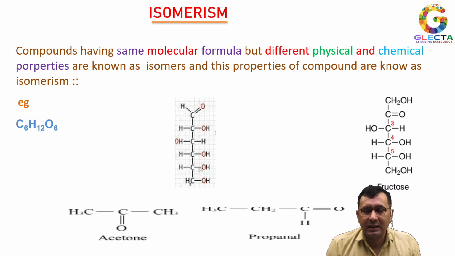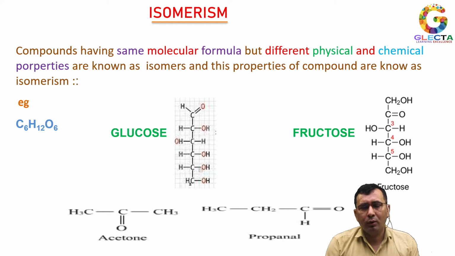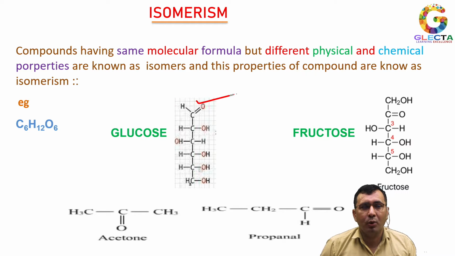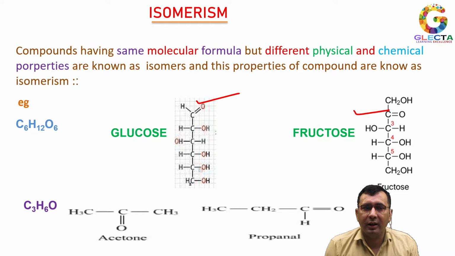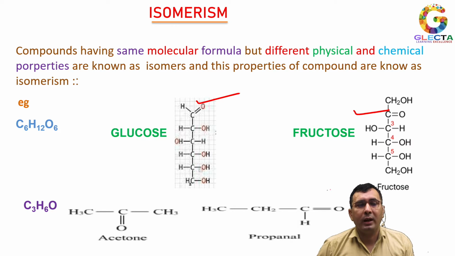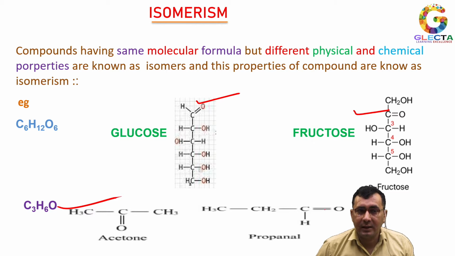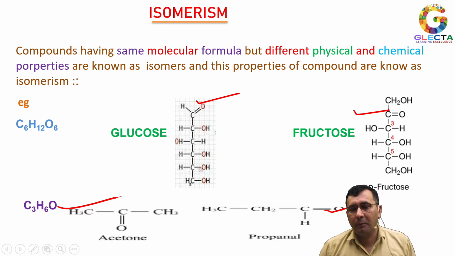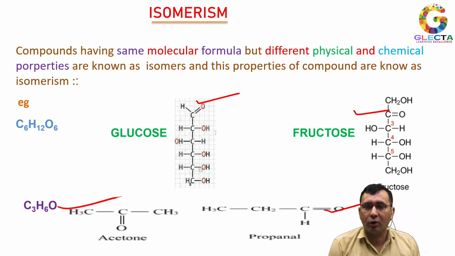the molecular formula C6H12O6. Glucose and fructose both show the same molecular formula, but you see the structure. Glucose contains an aldehyde group, CHO, but in fructose there is C double bond O, ketone, totally different. You see another example, that is C3H6O. One compound is acetone, having the same formula, and another is propanal, that is the aldehyde. So these two compounds have the same molecular formula but their physical and chemical properties are totally different.